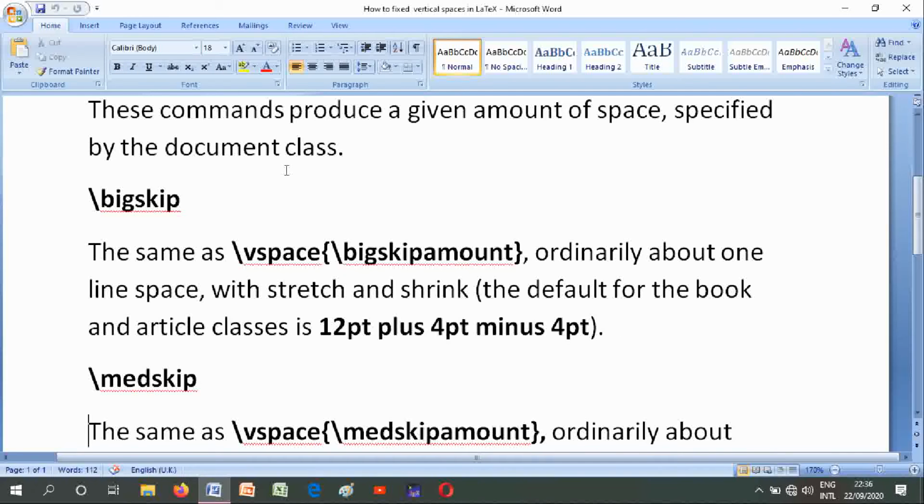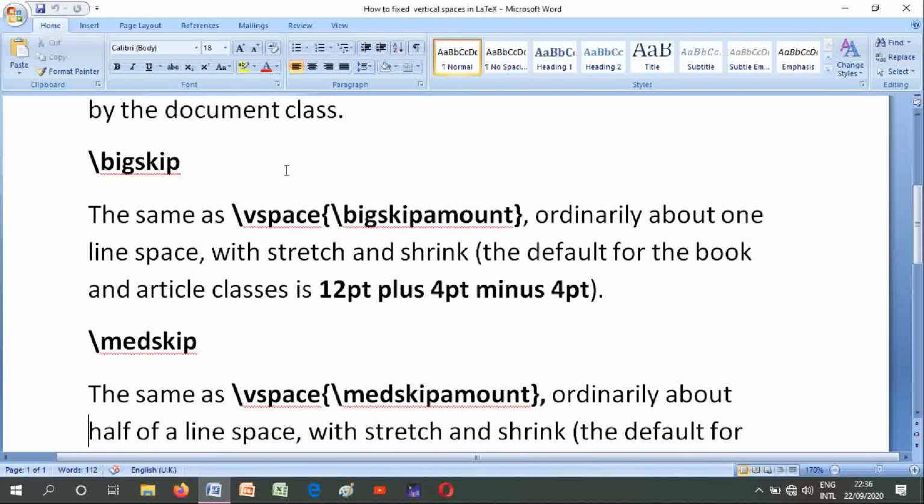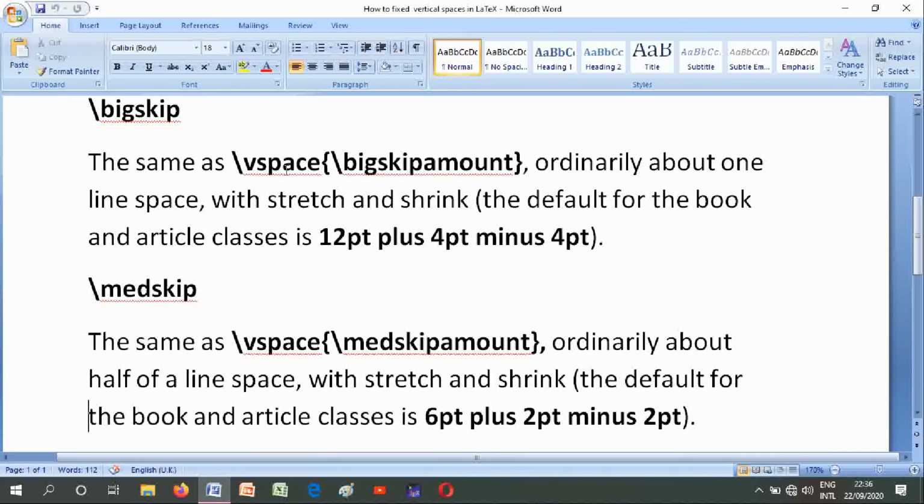Number two is \medskip, the same as \vspace{\medskip amount}, ordinarily about half of a line space with stretch and shrink. The default for the book and article classes is 6 point plus 2 point minus 2 point.